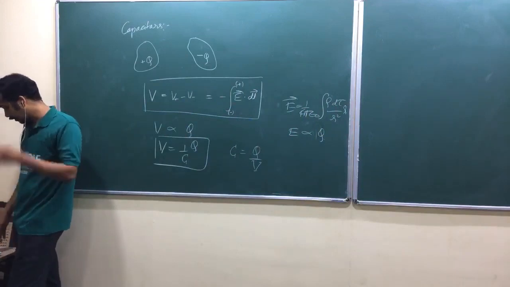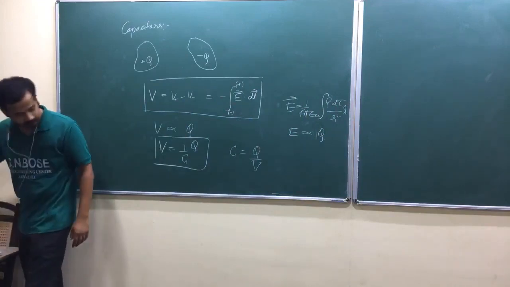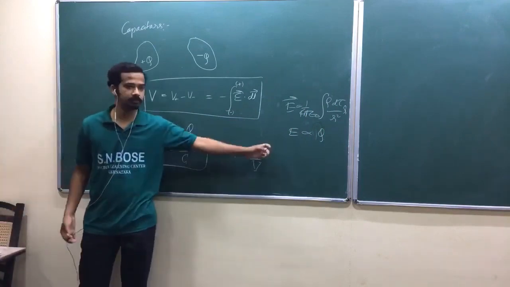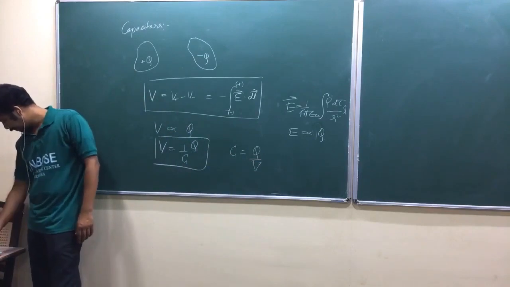I hope you know its SI unit is farad, isn't it? So how do you define 1 farad? Again, coulomb per volt, like that. Is that okay? Again, you can go for that formula.